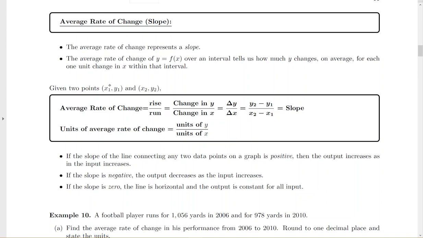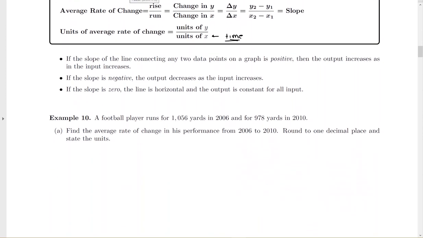x1, y1 is your first point, x2, y2 your second point. The units of average rate of change will be the units of your y's over the units of your x's. And usually the units on our x's will be some sort of time unit. In other words, years, days, months. So we'll be saying something per hour or something per year. Our unit on the bottom is usually some sort of time unit.